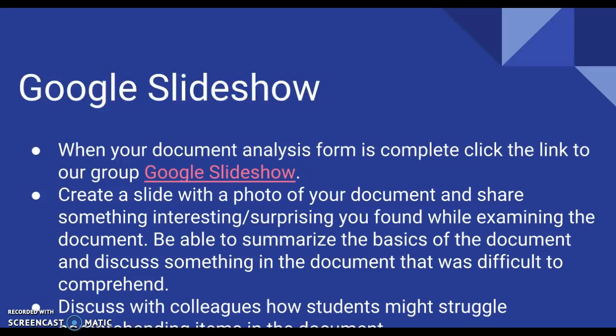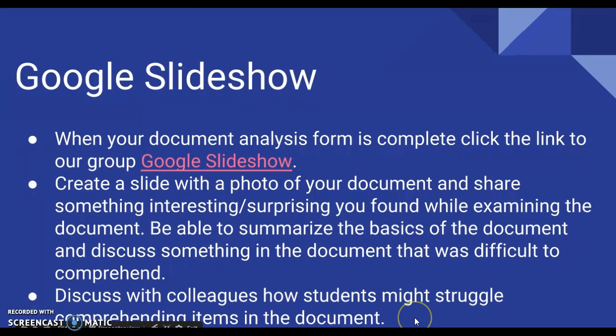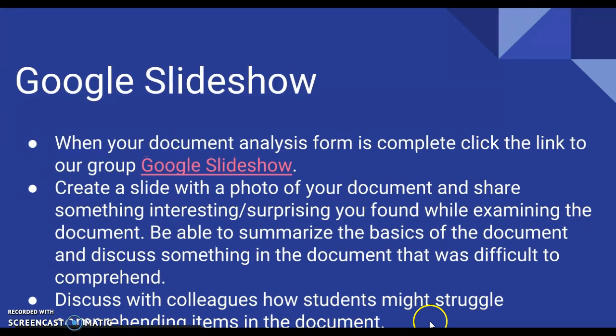Then they're going to make a Google slideshow. When the document analysis form is complete, they're going to click the link to our colleague Google slideshow. Create a slide with a photo of your document and share something interesting or surprising you found while examining the document. Be able to summarize the basics of the document and discuss something in the document that was difficult for them to comprehend. Then they're going to discuss with colleagues how students might struggle comprehending items in primary source documents. For example, they have a really tough time with cursive writing because they're not used to reading cursive as much as they used to.